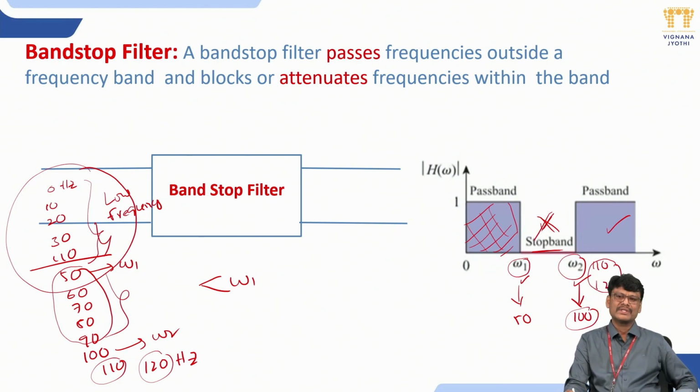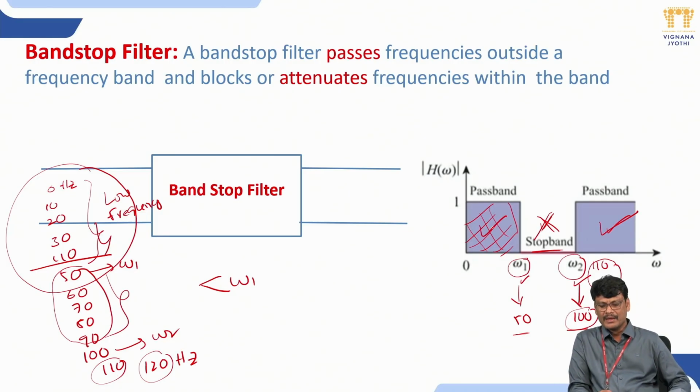Right? Now what I want to tell you is, in between band omega 1 and omega 2, in between 50 and 100, it stops the passing of the signal. Less than omega 1, that is less than 50 Hz, and greater than 100 Hz, again it passes the signal on this side and this side. So this is the main principal operation, or main point, of the band stop filter.